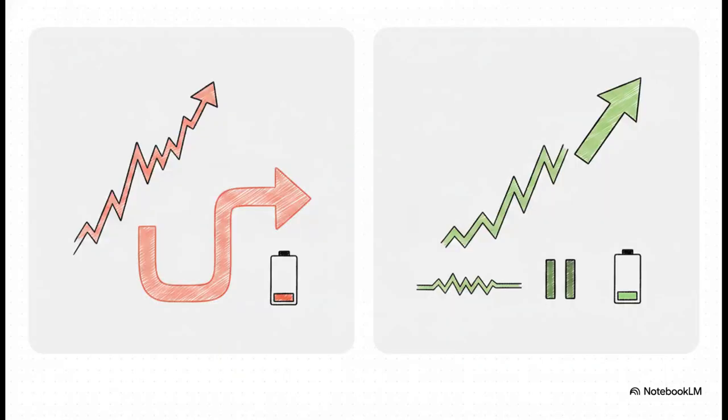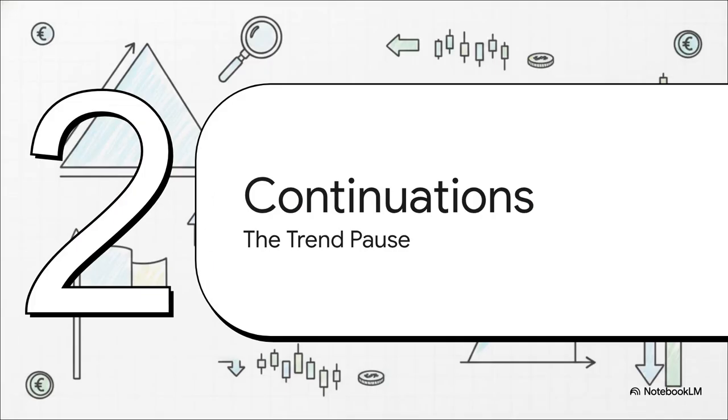Okay, so the absolutely crucial point here is understanding the difference in market sentiment as we transition into our next act. With reversals, the prevailing trend is dying. It's completely changing direction. But with continuations, which is our next category, the prevailing trend is actually perfectly healthy. It's just taking a quick breather before pushing forward again. Which brings us nicely to Section 2, continuations, or the trend pause.